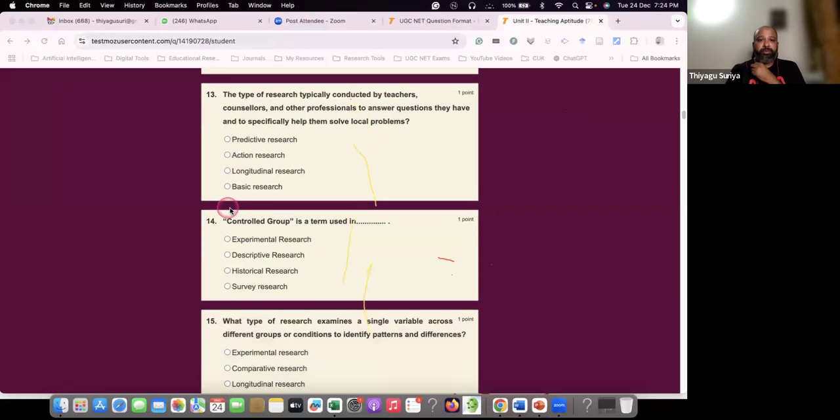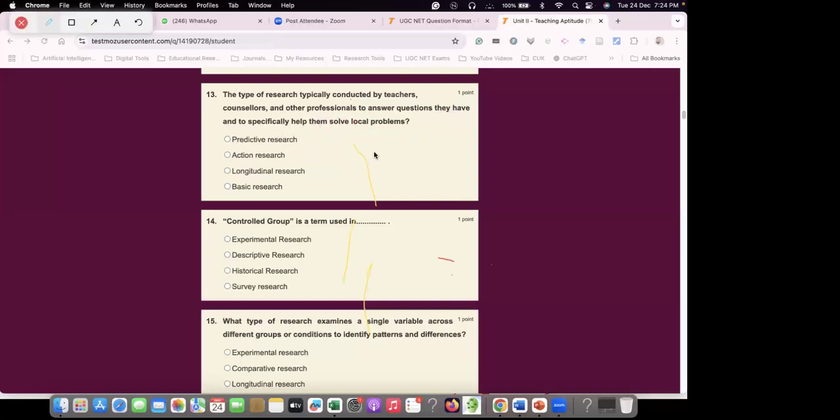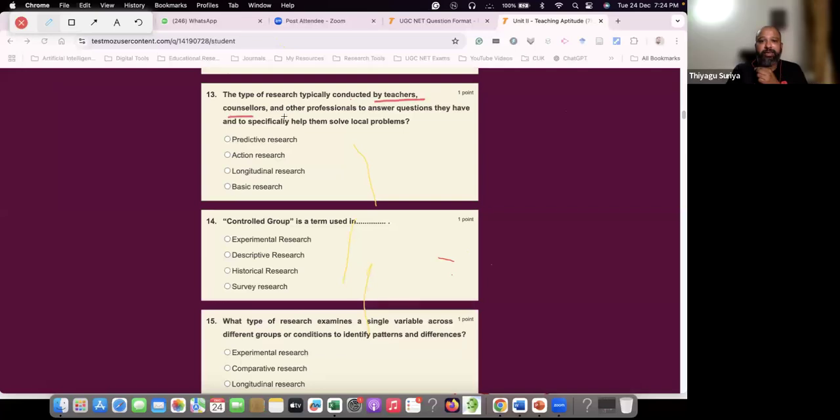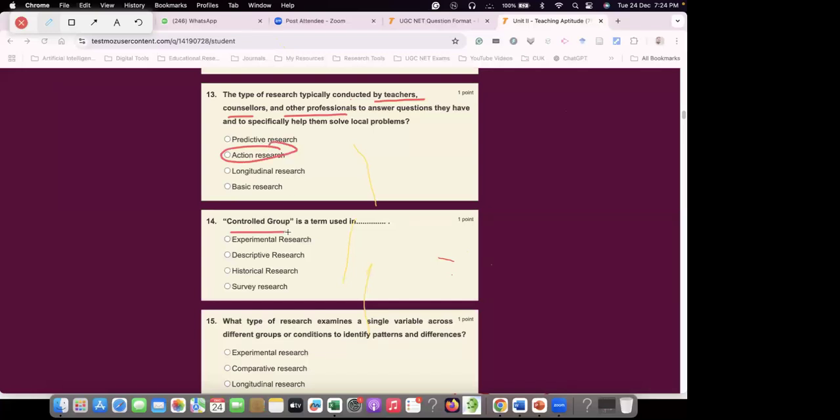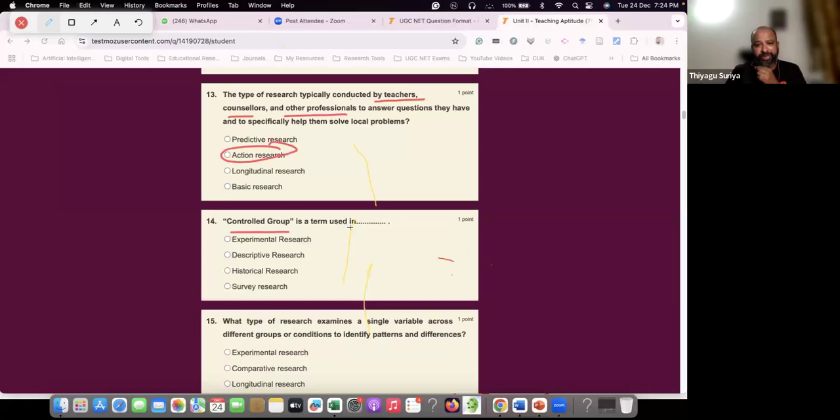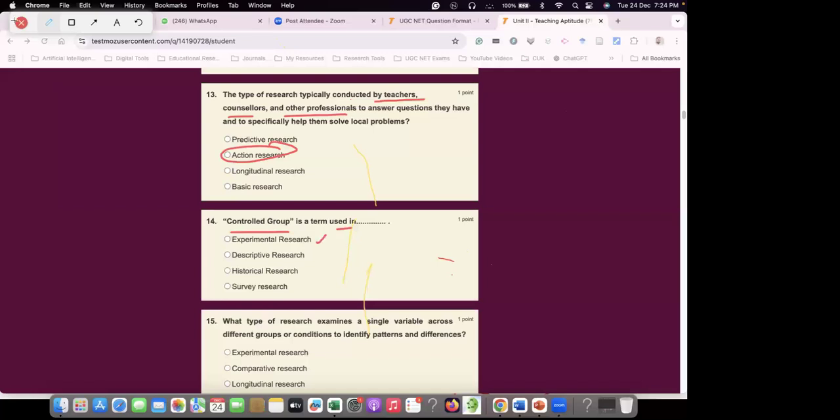Now, the type of research typically conducted by teachers, counselors, and other professionals to answer questions, specially to help solve local problems. What is the key term here? Action. Action research. Teachers and counselors, the professionals, are doing nothing but action research. Control group is where we can use the control group. Experimental, survey, yes, very good.